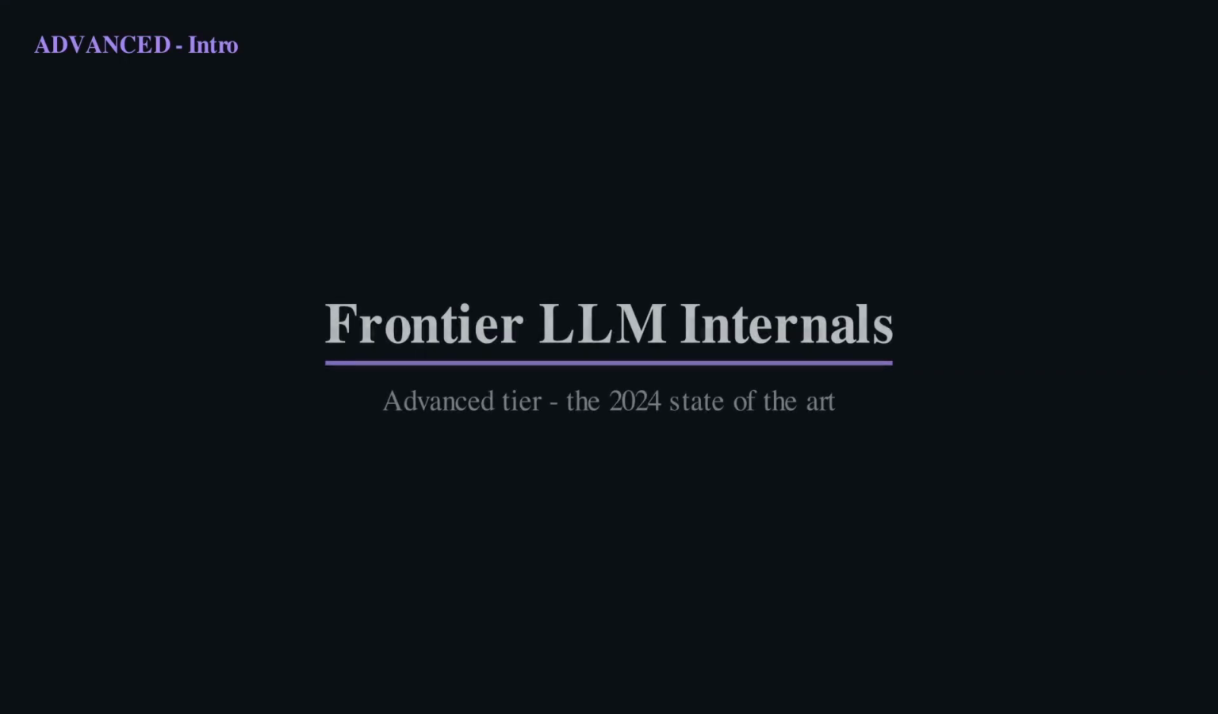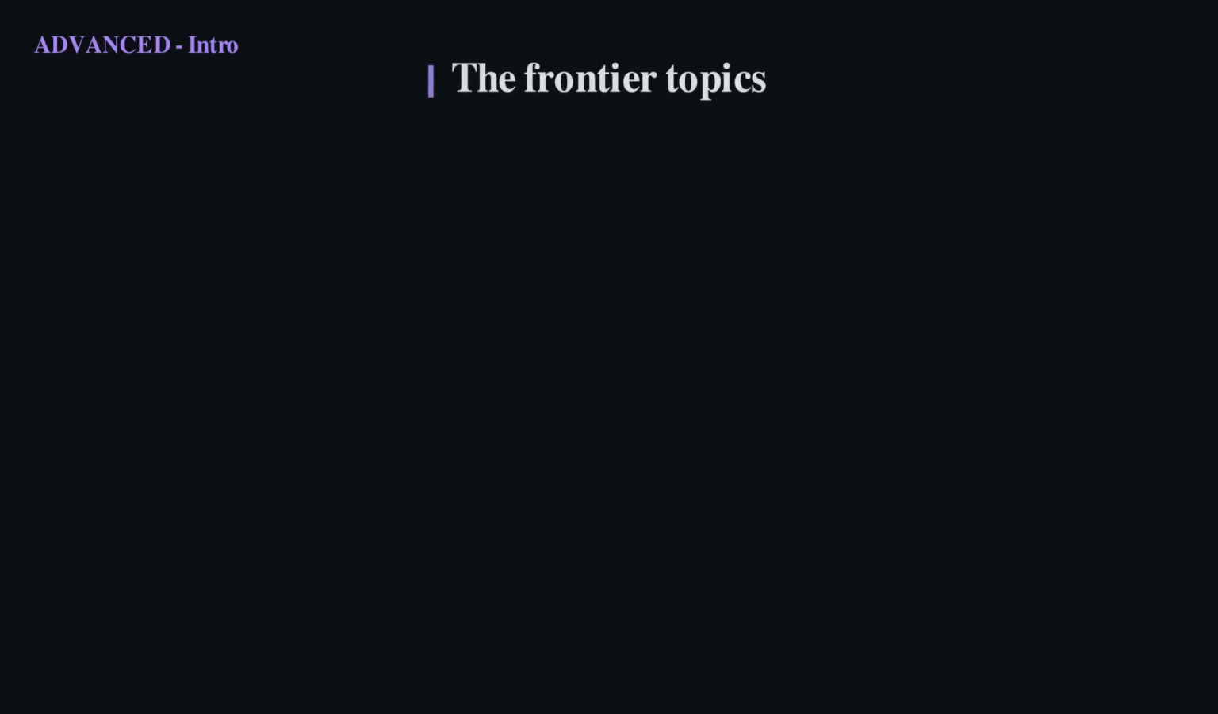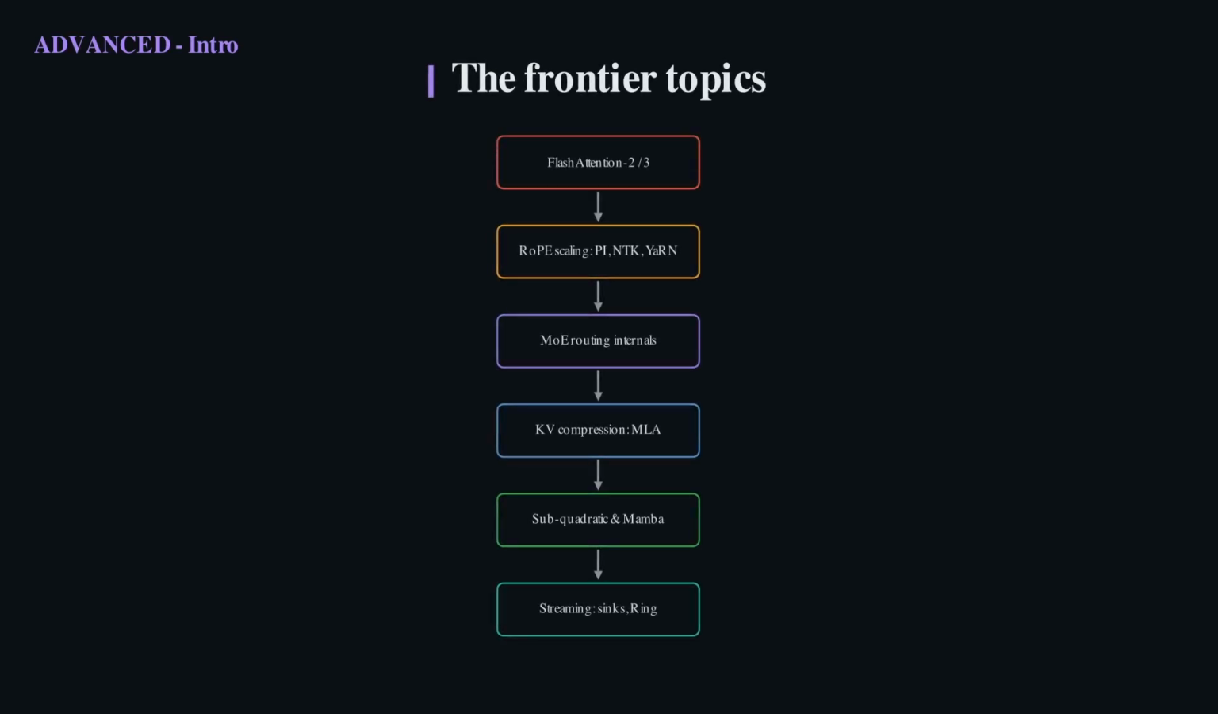Welcome to the advanced tier. We now push every idea from B4 to its modern, research-grade limit. Expect hardware details, scaling math, and named architectures. We'll dissect FlashAttention's Hopper-era kernels, the rope scaling methods that unlock 100K plus contexts, the routing internals of modern MOE, multi-head latent attention, state space models like Mamba, and streaming attention. These are the topics that separate a strong candidate from an expert.